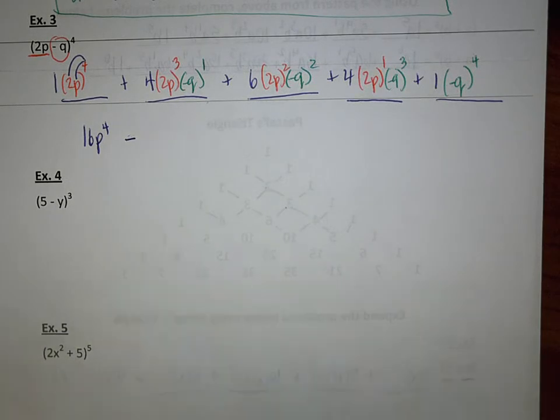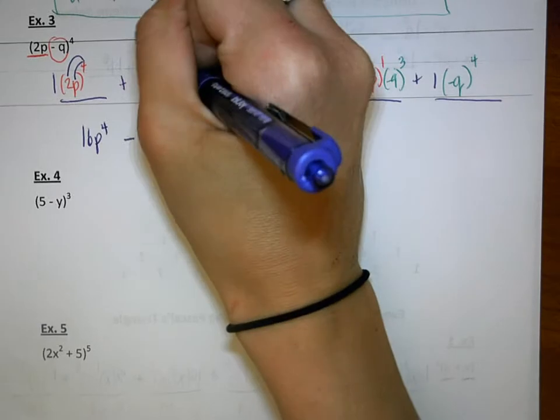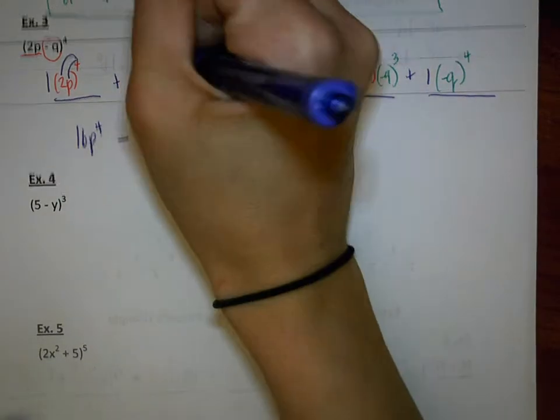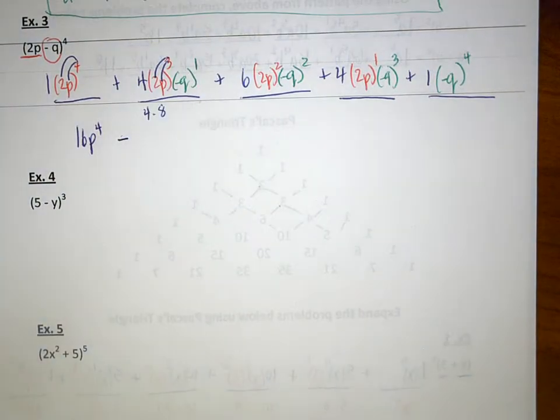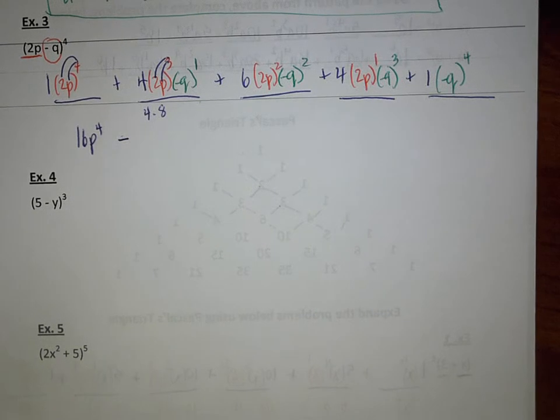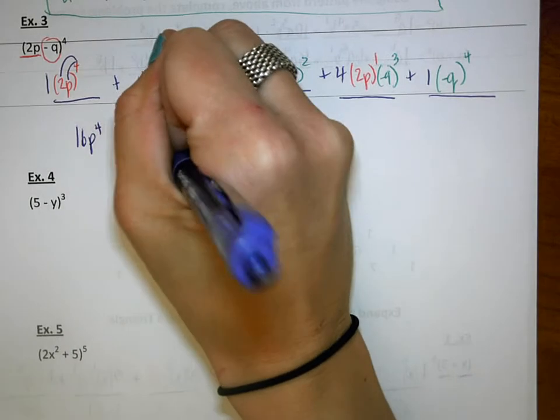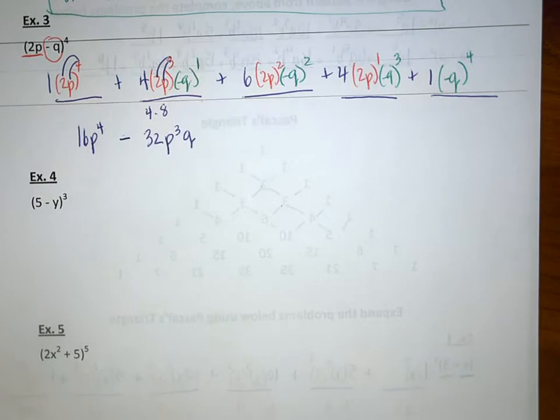So I have 4 times, and then 2 to the third is 8. And then I still also have p to the third. What's 8 times 4? 32. So we have 32p to the third q to the first, or just q. Oh, it's 4 times.